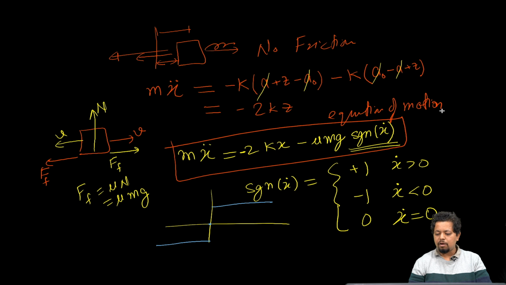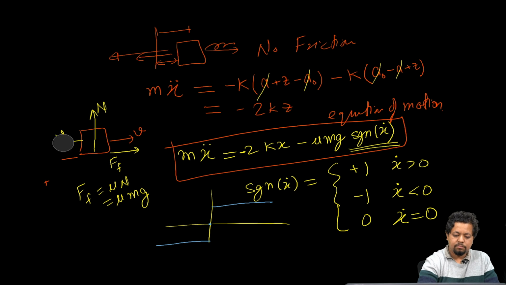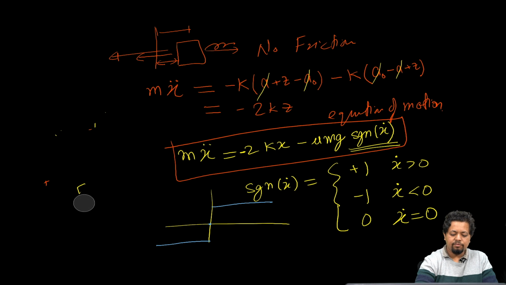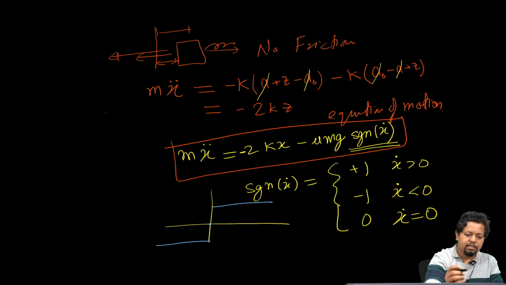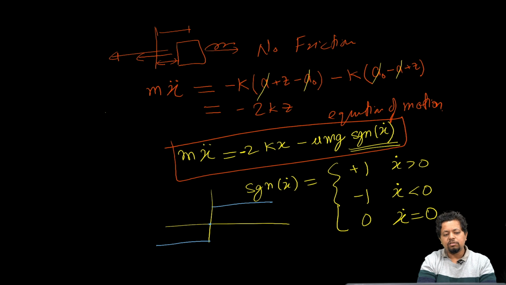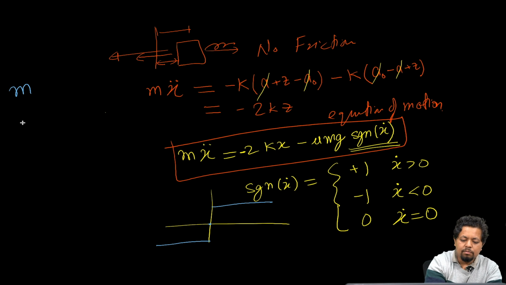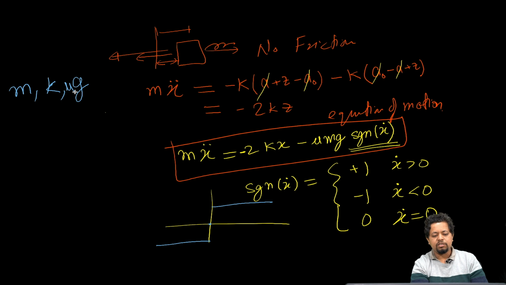Now let's talk about what are the time scales involved in this problem. The time scales involved in this problem are again of two varieties. Let's first ask what are the constants involved in the problem, or what are the scales involved in the problem. The scales involved in this problem are mass, the spring constant K, of course the gravitational constant G, and rather, since it's only mu G that comes together, we can call it mu G, which is the deceleration due to friction.